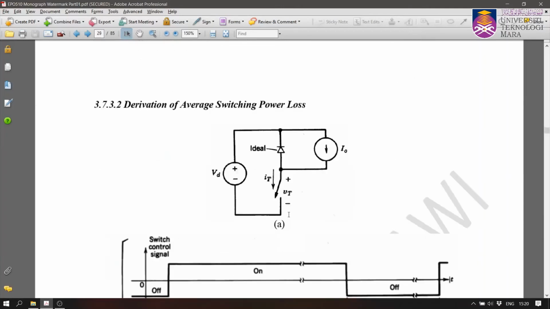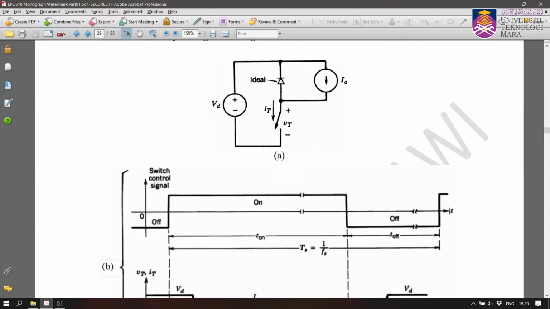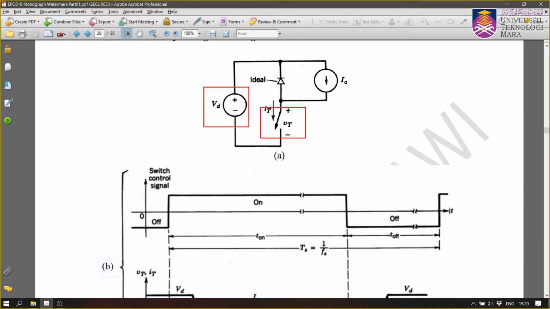Okay, so now let's look at the derivation of average switching power loss. This is the main switch, and this one is the output voltage of the circuit, and this is the current of the circuit. When the switch is off, the current will flow through the diode here. The diode is short circuit, therefore the voltage across the switch will equal VD. Can you see that?